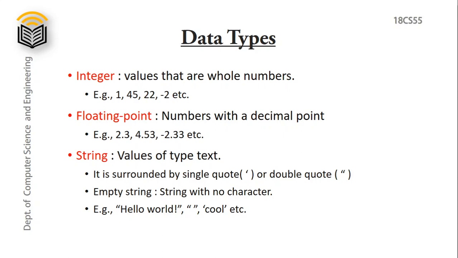Strings. Python programs can also have text values called strings. It is surrounded by single quotes or double quotes. A string with zero characters is called an empty string. Example, 'hello world', 'cool', etc.